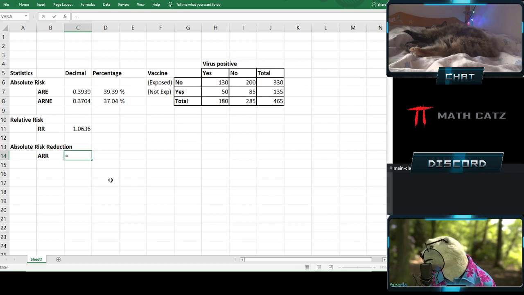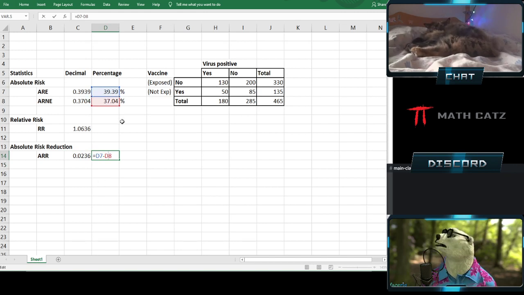I want to do an equal sign here. Now I can go decimal, big minus small, or I can go percentage, big minus small. And again, some books might tell you always the exposed minus the not exposed. I find it makes interpretations easier if I take big minus small. And let's put a percentage sign there.